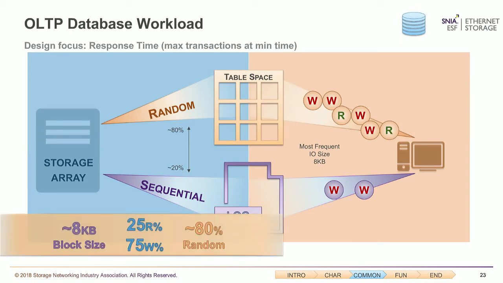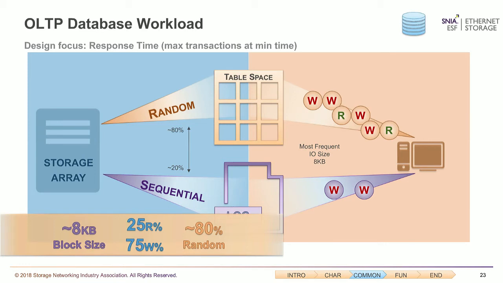So if we summarize this entire OLTP workload in the 3 categories we put forward, the block size is going to be relatively small. The typical size would be 8 kilobytes, but it doesn't have to be; it could be somewhere around that. And the split between reads and writes is going to be 75% writes. It's a write-heavy, intense workload.